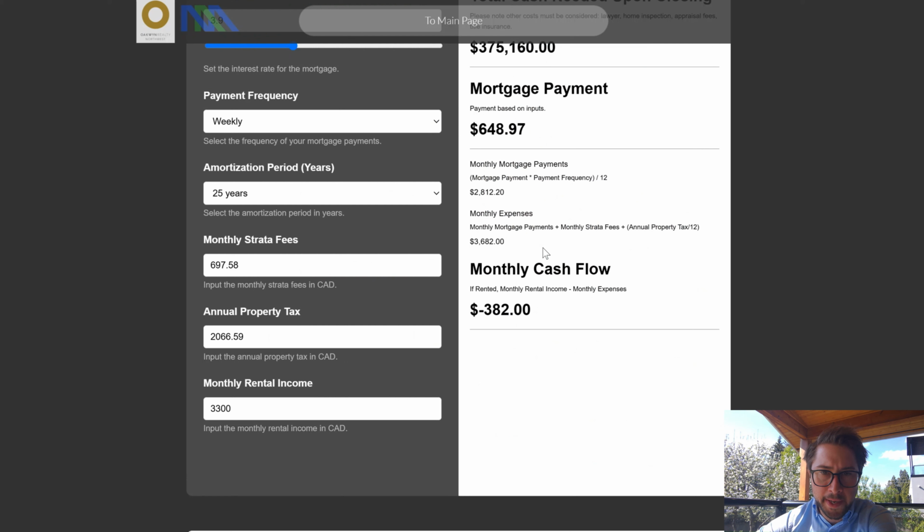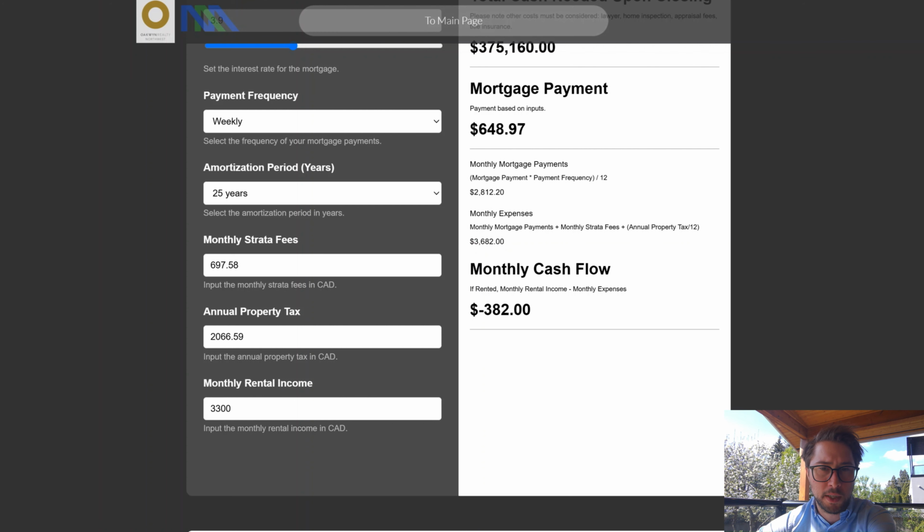So our total monthly expenses would be our monthly mortgage payments, monthly strata fees, and our annual property tax divided by 12. So this is our cash flow. How much would go out each month that we would have to put out, assuming it's not rented. So I don't know if you notice the cash flow here if rented. So you can actually put in the monthly income that you project that you'd get on the unit, and it would take your monthly expenses and then minus it by the rent, or take your rent minus the monthly expenses.